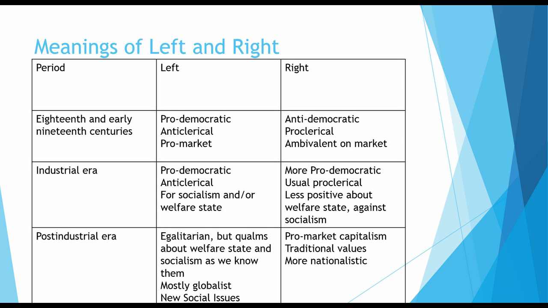And then as we move into the post-industrial era, which is what we're in now, we see the left, which is more egalitarian. They have qualms about a welfare state and socialism as we know what they're supposed to be, but they do look at things as being mostly global. They tend to see a real interconnection between different parts of the world, and they see new social issues and feel that those social issues should be tackled by the government. When we look at the right, though, they tend to be more pro-market capitalism. They tend to center their ideas more on traditional values, and they're definitely more nationalistic.